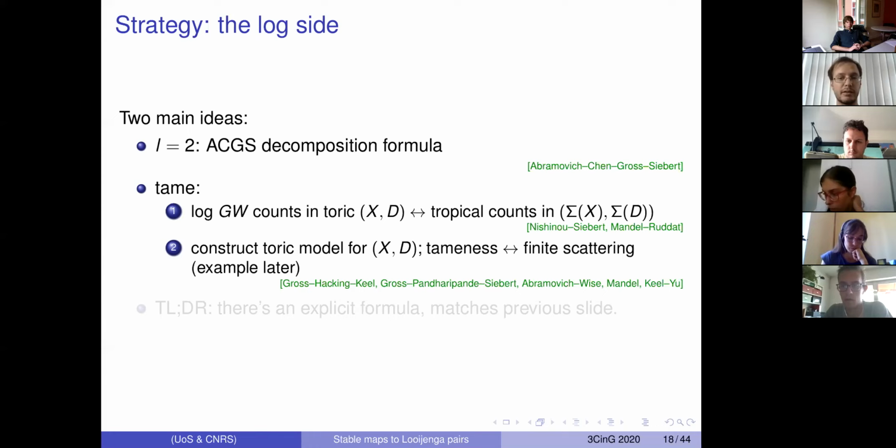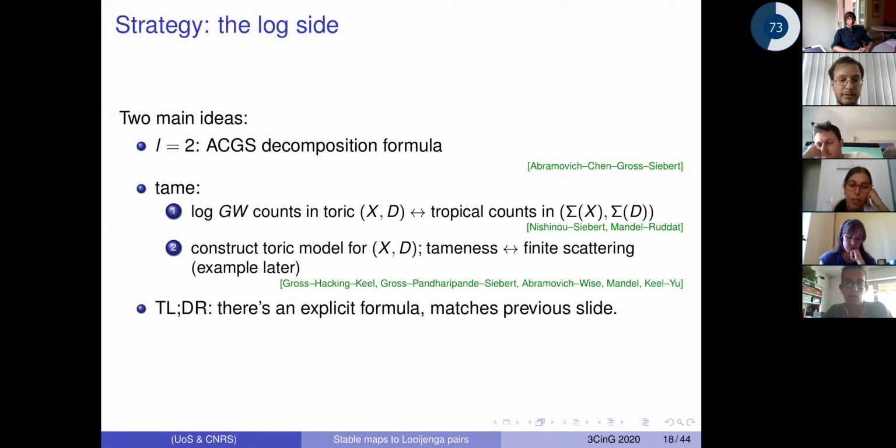And this can be codified algorithmically in the fact that we can construct scattering diagrams for all nef Looijenga pairs. And the statement of tameness here is that we have finite scattering, allowing to give, again, explicit closed formulas for all the invariants. So again, the full genus zero log Gromov-Witten theory of nef Looijenga pairs can be solved. And again, if this is slightly technical, the bottom line being that there is an explicit formula and it matches the previous calculation on the local side with the expected prefactor of Van Garrel, Graber, Ruddat.